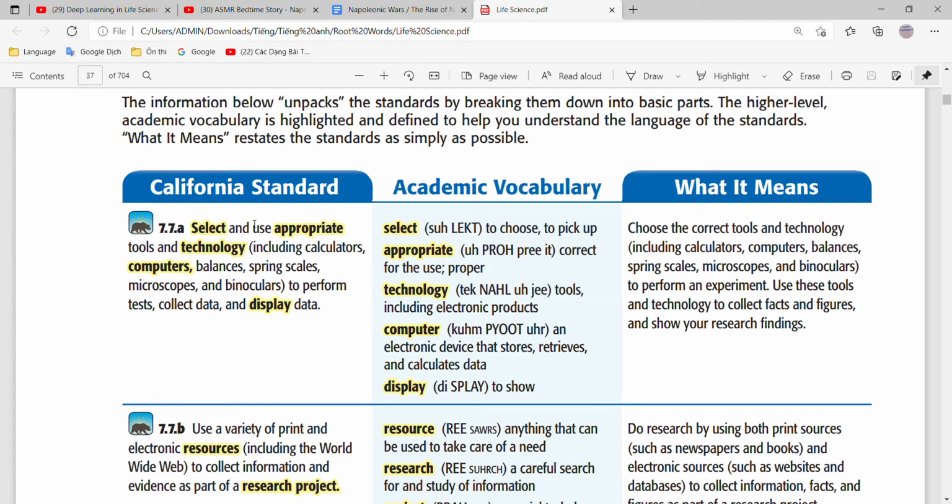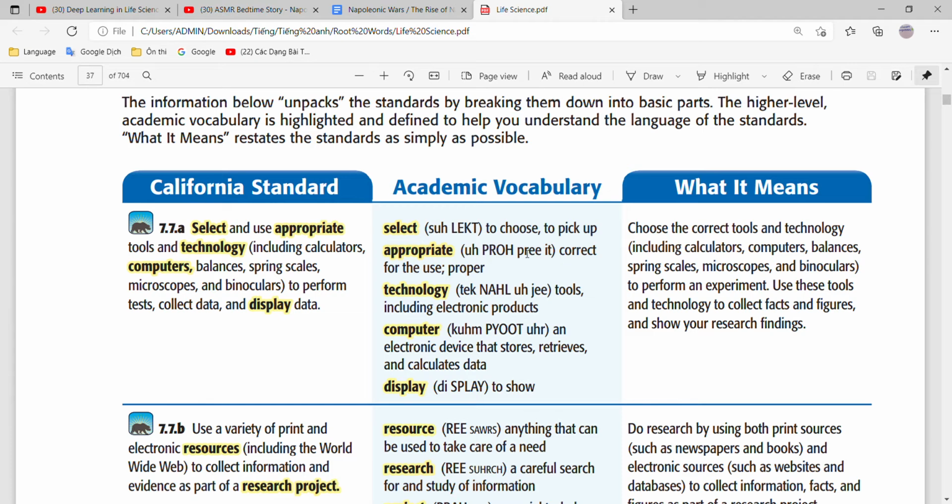California Standard. Select and use appropriate tools and technologies, including calculator, computer, balance, spring scale, microscope, and binocular to perform tests, collect data, and display data. So we're going to start with what does select mean.